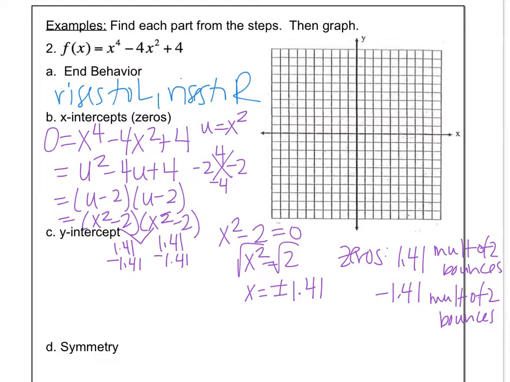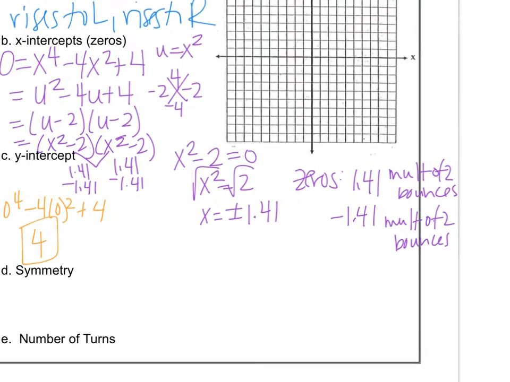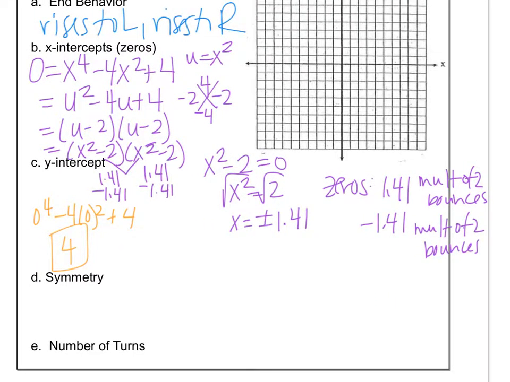Y-intercept? Plug in 0 for the x's. So the only thing left is that plus 4 at the end, right? So we get 4. What's an example in which C wouldn't work? Like if it's in a factored form, C wouldn't work. So if it's in some other weird form.